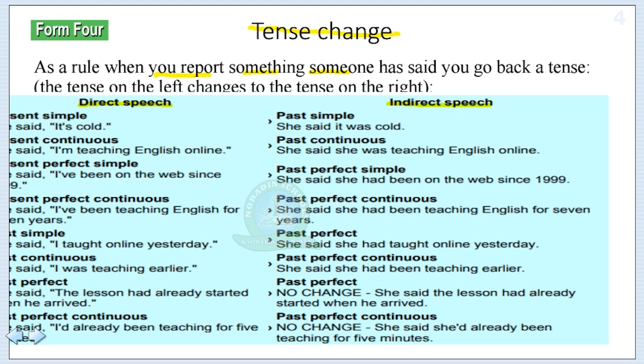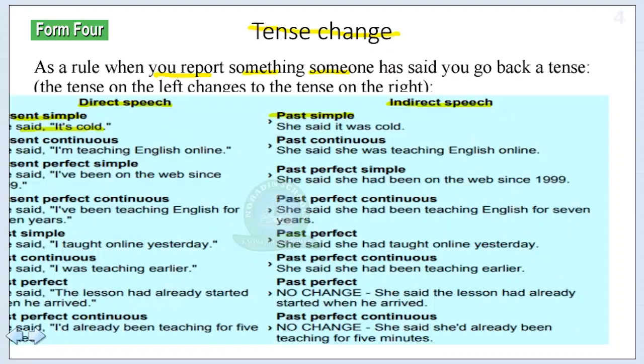For example, she said, "It's cold." This is simple present tense, so we change simple present tense into simple past. She said it was cold. So this is simple past, and this is simple present tense. Remember, whenever you want to change direct into indirect speech, simple present tense becomes simple past. What about past continuous?